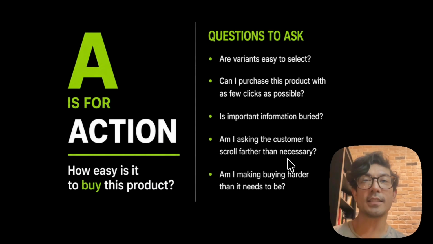Are variants easy to select? I've seen a bunch of clients where they have multiple variants, like if you're a clothing brand or something, and their sizes are drop downs. So you gotta click the drop down, then you gotta scroll to select your size. That's too many clicks. The customer wants to know, can I purchase this product with as few clicks as possible?